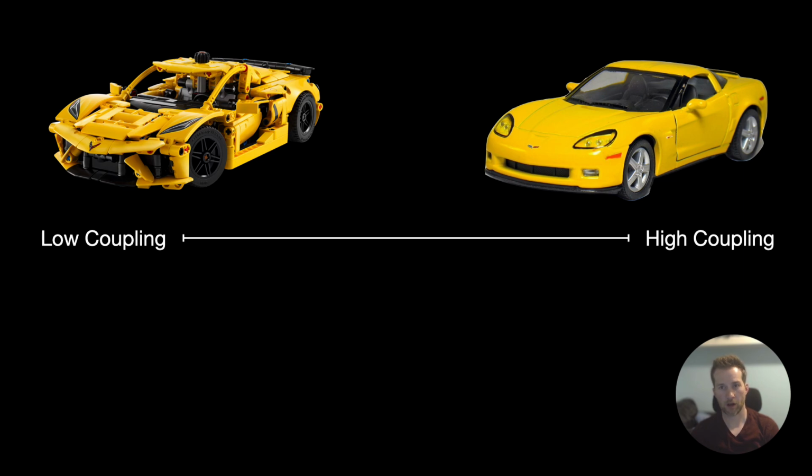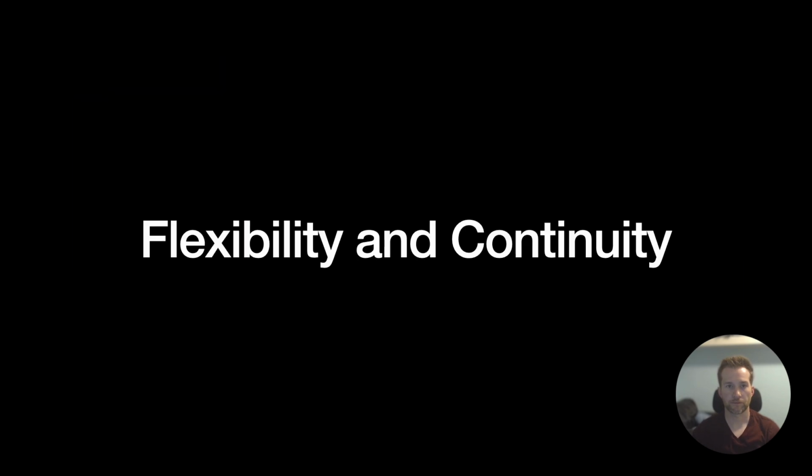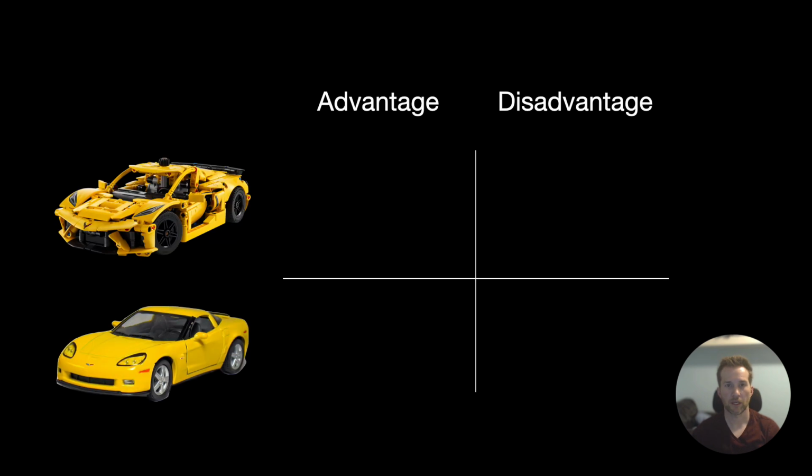On the right, we have the die-cast way, the opposite of modular and our high coupling example. Neither of these is wrong or bad, they are just different. And they have different strengths and weaknesses depending on the situation. Let's take a look at how these compare across a few different dimensions. Let's first take a look at flexibility and continuity. The Lego car is super flexible and extensible. It's much easier and less expensive to change things about this.